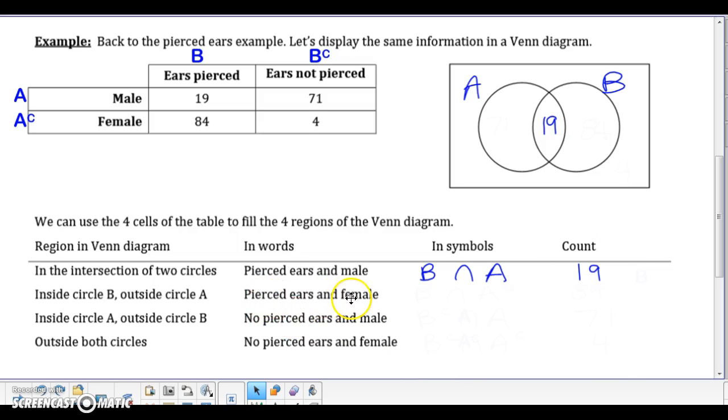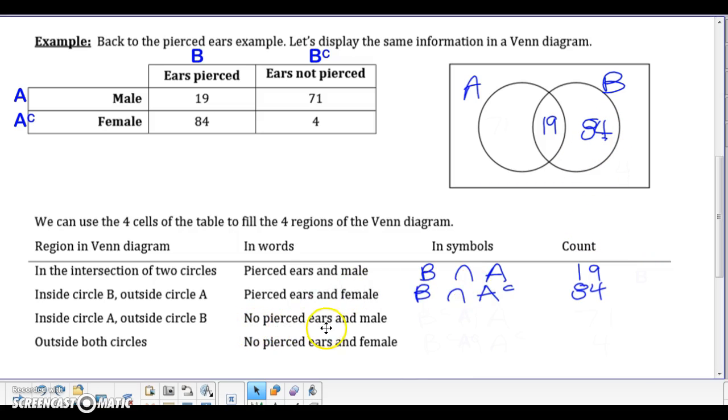People who have pierced ears and are females. They do have pierced ears and they're not male because that's the way we defined it. So these are people who have their ears pierced and are not male. So these 84 people right here. On our Venn diagram, that would be people who are in circle B, but not in circle A, which is going to be this crescent-shaped region here. There's 84 people in that region.